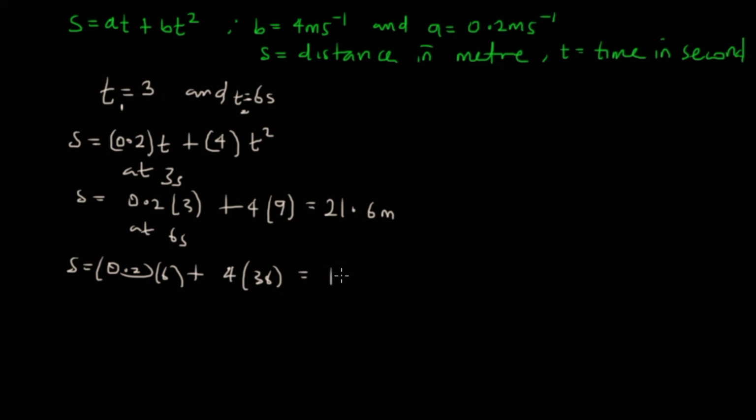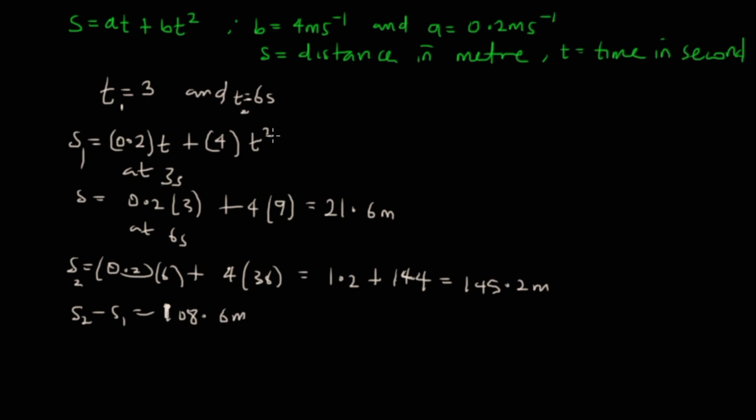That will be 1.2 plus 144, which is supposed to be equal to 145.2 meters. So the displacement between the time interval t1 and t2, let's say this is s1 and then this is s2, between that time interval, that will be s2 minus s1, which is 145.2 minus 21.6, and of course that will be equal to 123.6 meters.